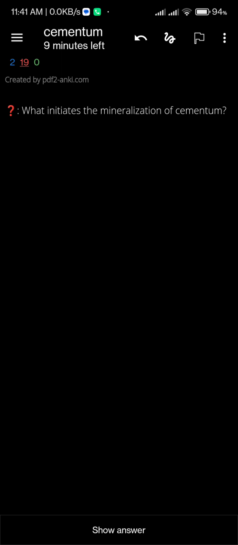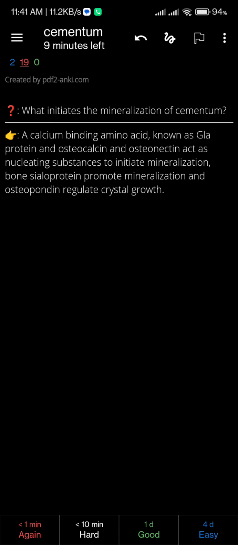What initiates the mineralization of cementum? The initial mineralization of cementum during initial cementogenesis is triggered by calcium binding amino acids known as GLA protein. Osteonectin and osteocalcin act as nucleating substances to initiate mineralization, bone sialoprotein promotes mineralization, and osteopontin regulates crystal growth.